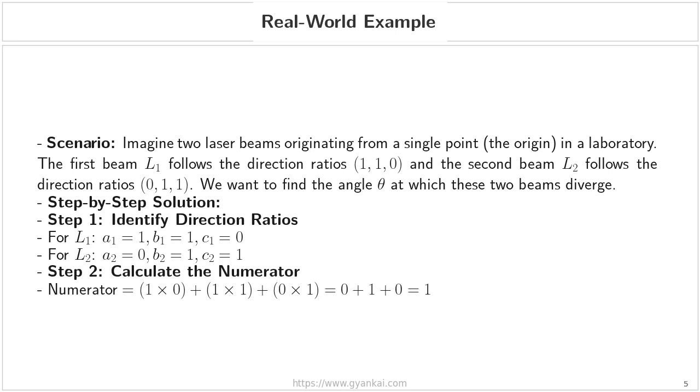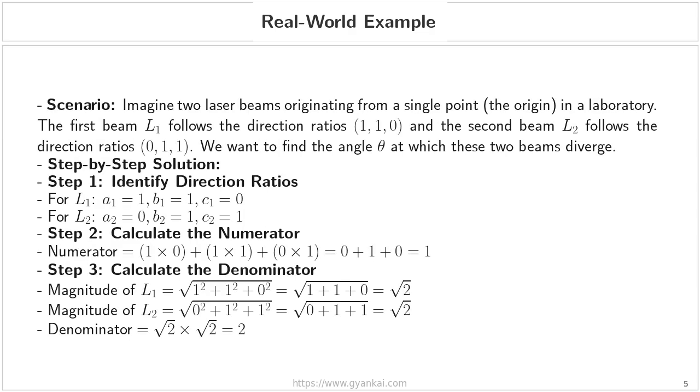Step 2. Next, we calculate the numerator. We need to find the sum of the products of the corresponding ratios. So, we multiply 1 by 0, 1 by 1, and 0 by 1. This gives us 0 plus 1 plus 0, which results in a numerator of 1.